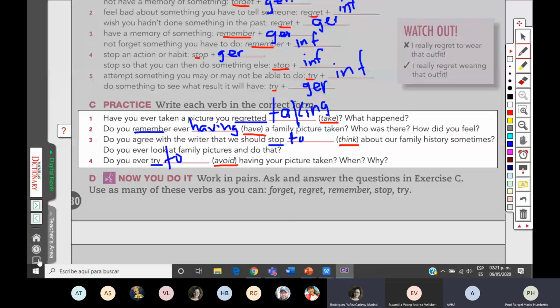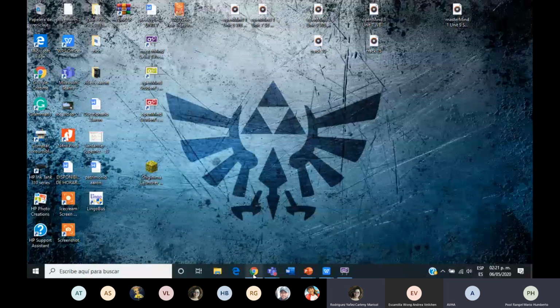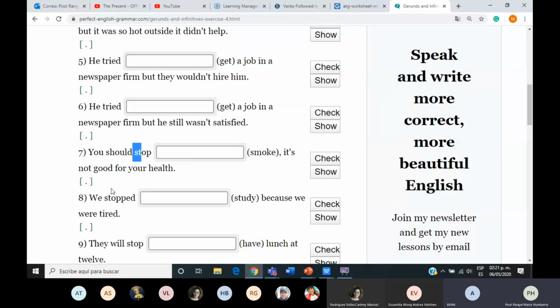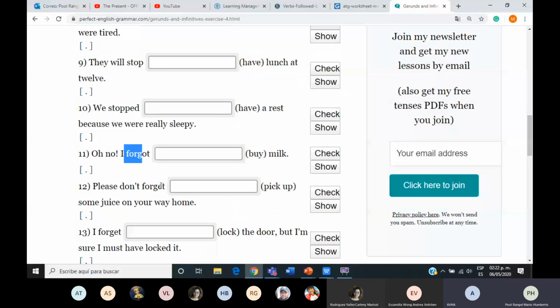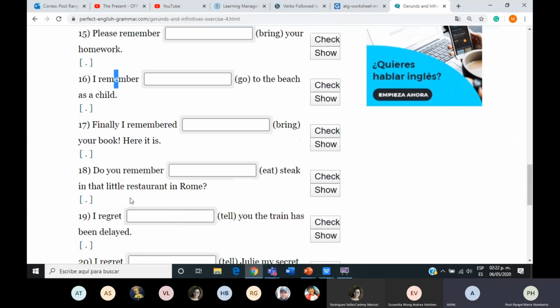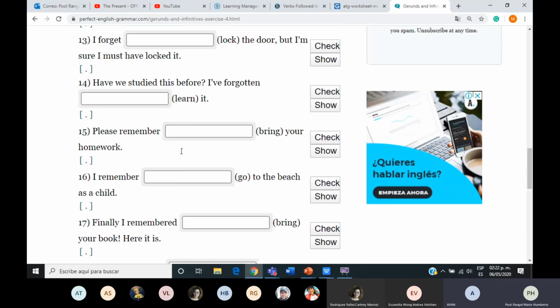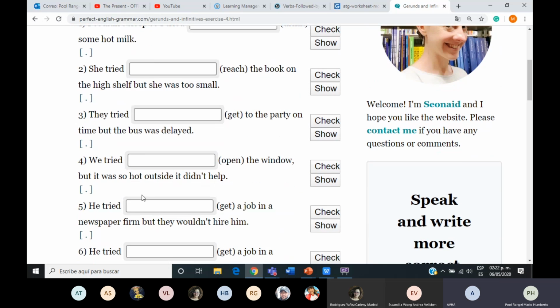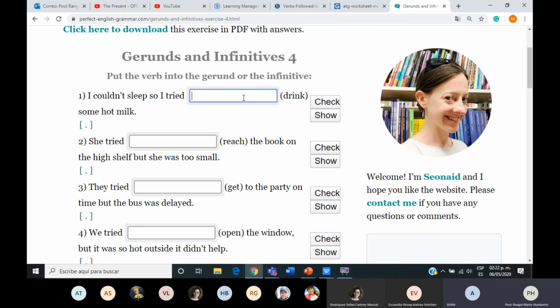All right, very good. So, let's do one last practice with this. This one here. All right. Here we already have tried again. Here also tried. Stop, forget and remember. Here regret doesn't appear. Yes, look, here is regret. Here they all come. Okay? And we have the verbs in parentheses: drink, reach, get, open, and whatever. You have to tell me how to type it, with infinitive or with gerund. Let's do this, and then we can have some lunch.